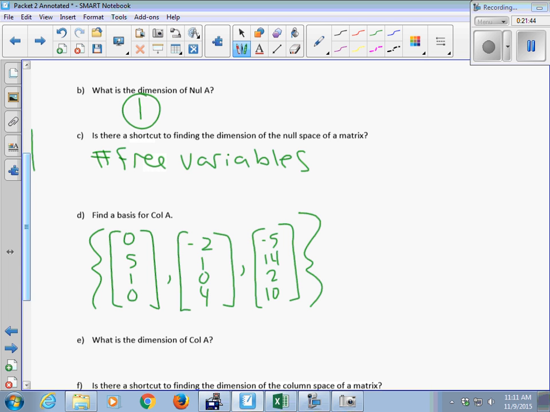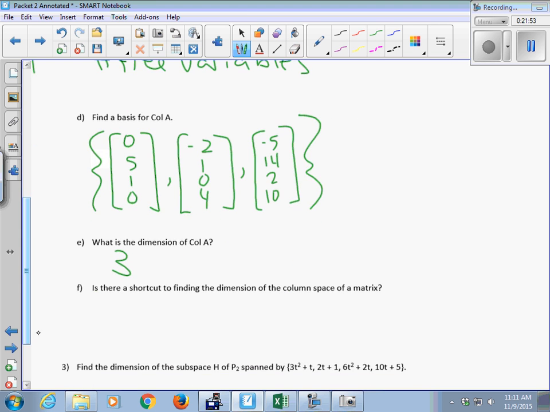So if that's my basis for the column space of A, what's the dimension of the column space of A? 3. Yes, good guess. We're going to talk about that next class when we talk about rank.